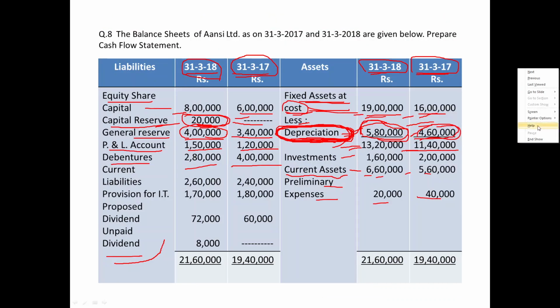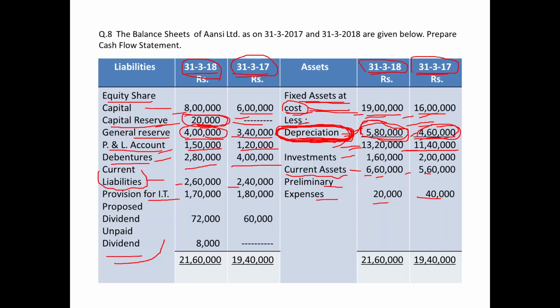After general reserve, profit and loss account balance over, debentures over, current liabilities last year 2,40,000, current year 2,60,000. Like current assets, over here also the names of components have not been given, only a block of current liabilities has been given. We will be reporting it after we decide the cash flow from operating activities. So only one block of current assets, as well as a block of current liabilities.